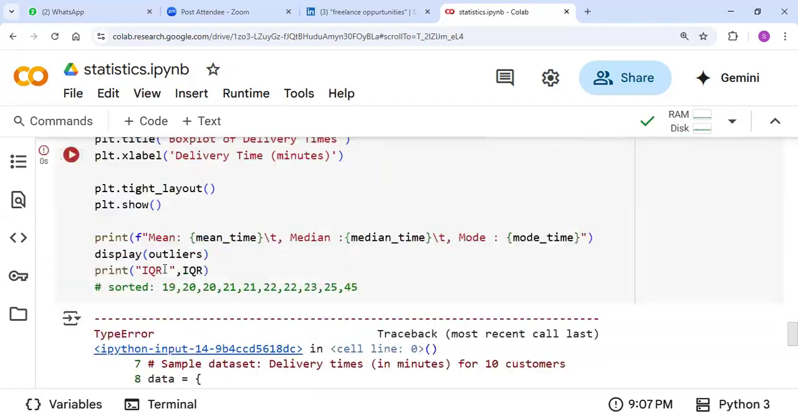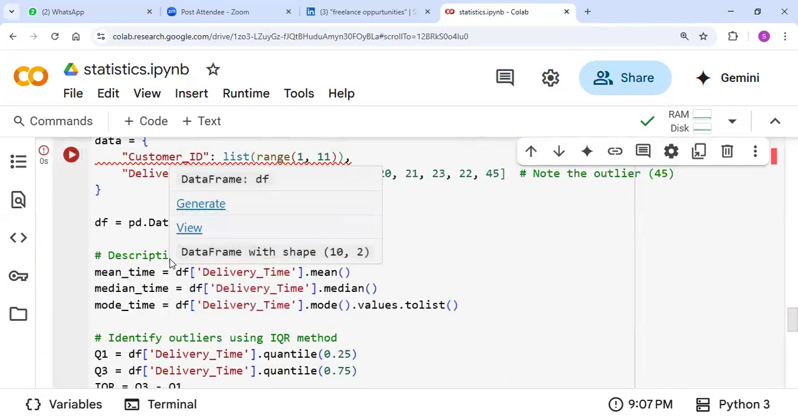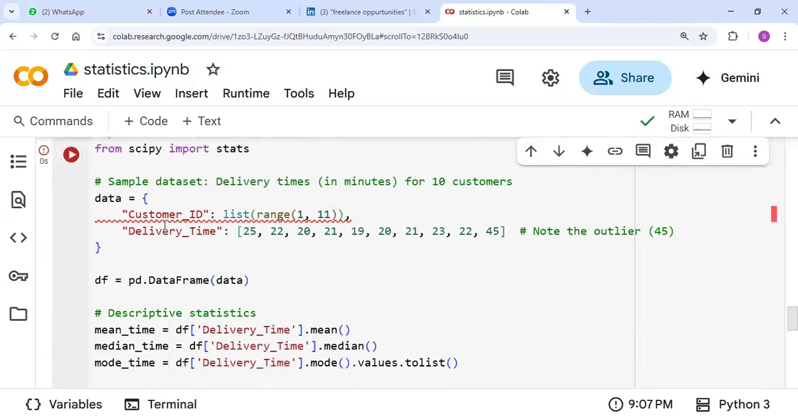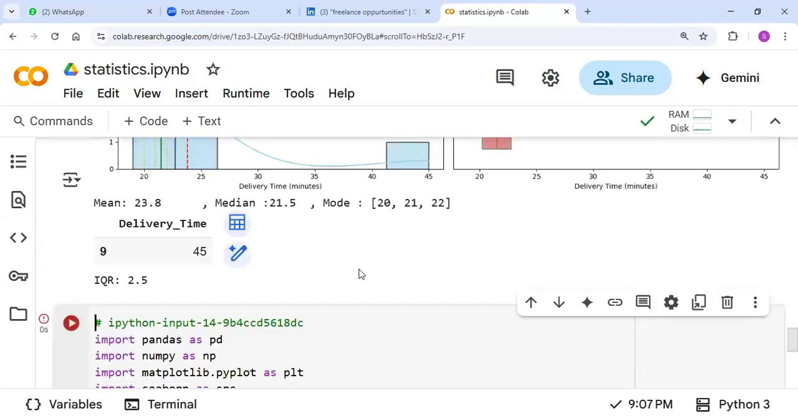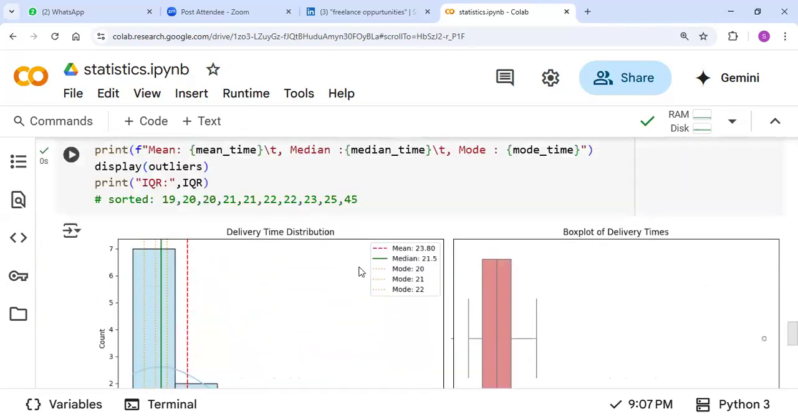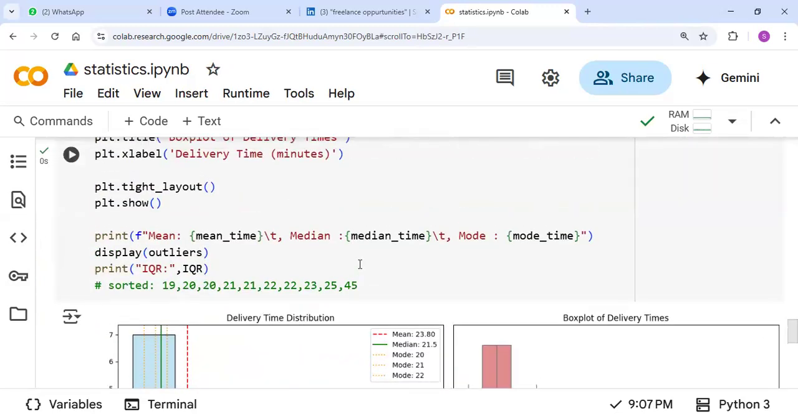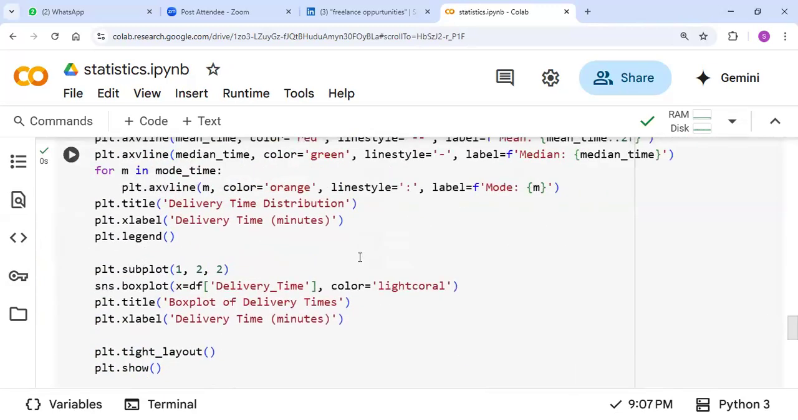Why is it facing an error? I'm just surprised. Okay, let me remove this column as of now. Let me remove that column. The Customer ID column is not required for our analysis. Our main focus is delivery time.